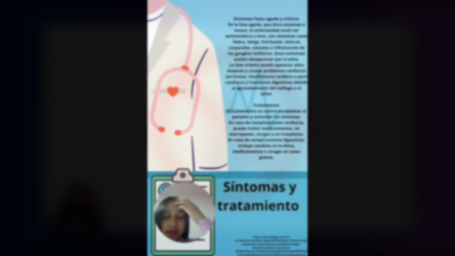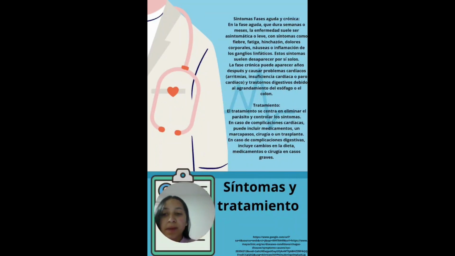In the acute phase, people usually have mild or no symptoms. They may have fever, tiredness, or swelling. These signs go away on their own. The chronic phase can come years later. It can cause heart and stomach problems.